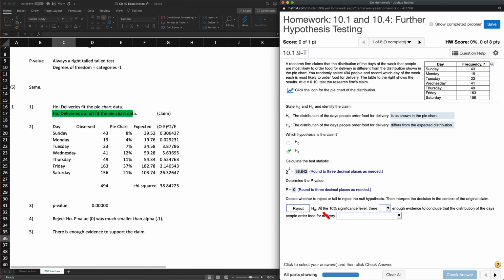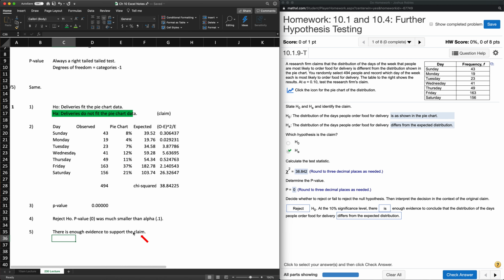So we're going to reject the null hypothesis. There is enough evidence, and this is just the claim in words, to conclude that the distribution of days people order food for delivery is different than the expected. That is the alternative. So if we wrote in what the claim would be.